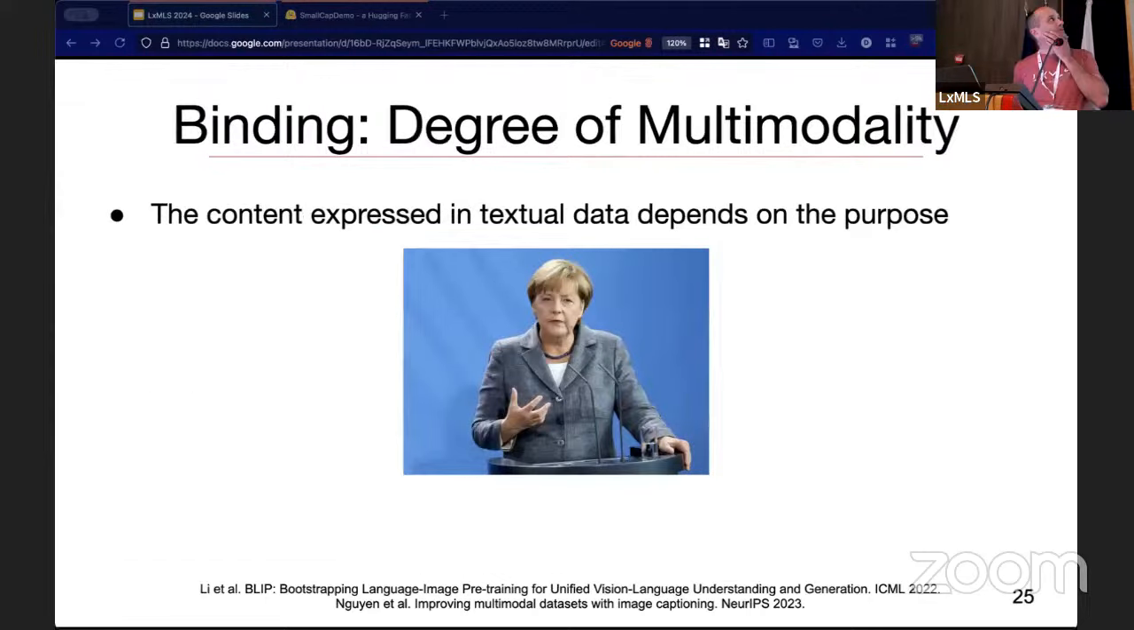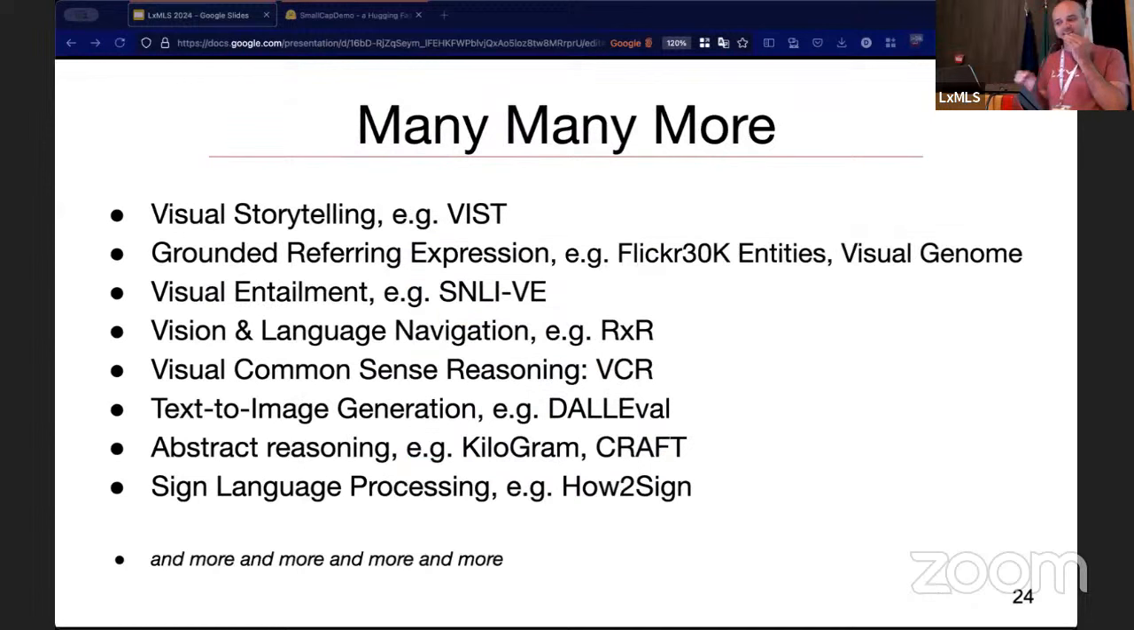And there are many, many more types of tasks. I could spend hours talking about these, or you can just take a look through some of these later. There's sequential image story telling, where we have to write sentences about multiple images in a sequence where they are logically connected. Also things like vision and language navigation for synthetic robots, or perhaps text-to-image generation using something like DALL-Eval, or abstract reasoning, something like CRAFT or KiloGram, where we have more abstract shapes that have compositional properties, and even more different types of sign language processing. And there's just so much more.